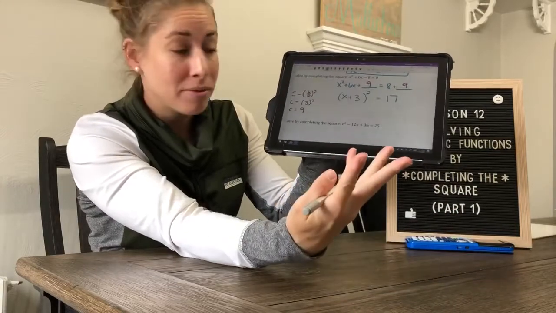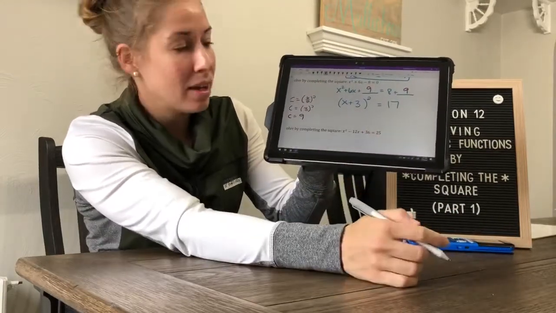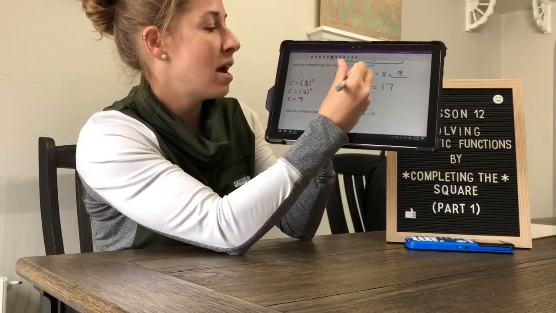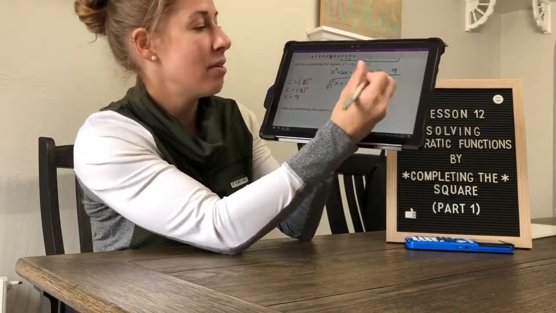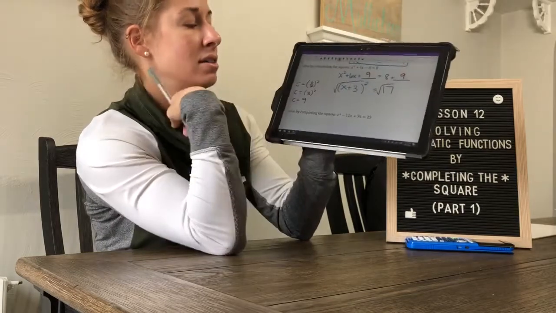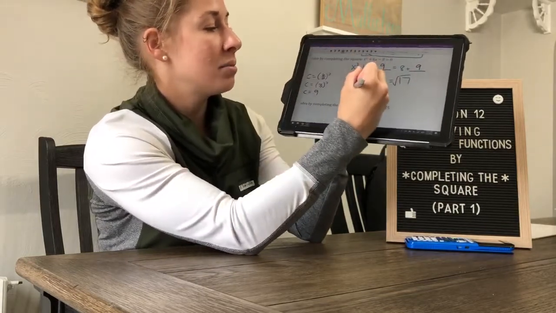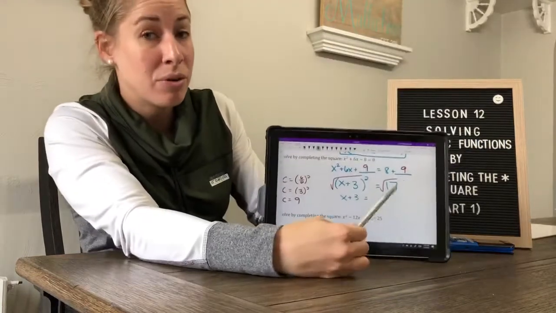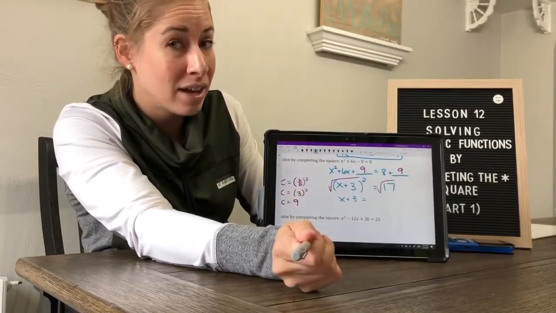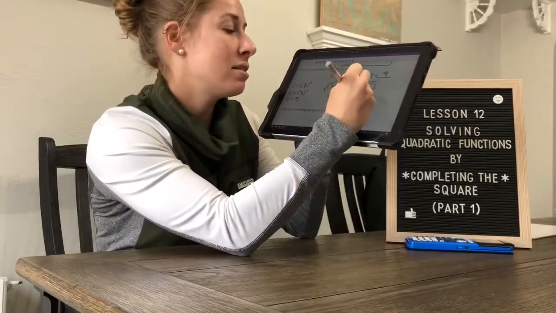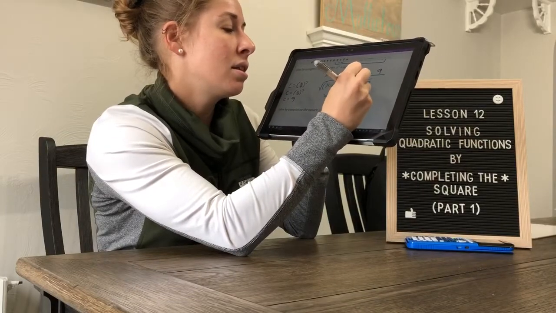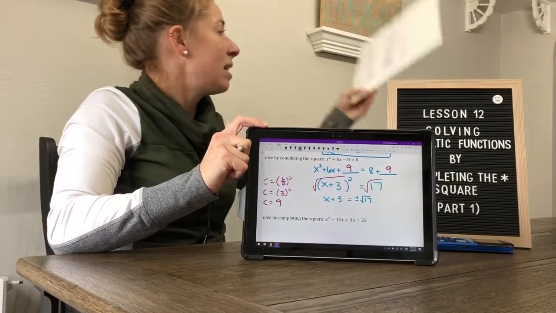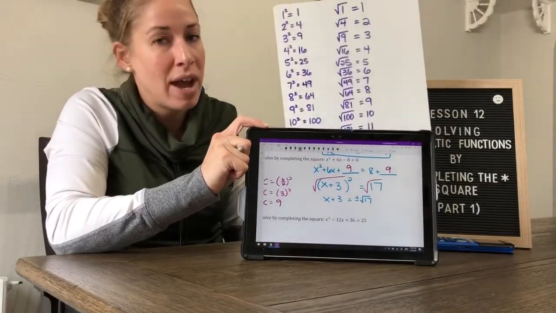Next, we're already on step 4. Solve by using the square root method. So we can square root both sides because the part that's squared is by itself. Square root both sides. The left side becomes just x plus 3. The right side, we're taking the square root of just a number, so don't forget your plus or minus. The square root of 17, does that simplify? Does 17 have a perfect square factor?